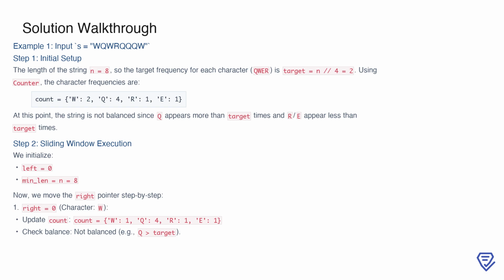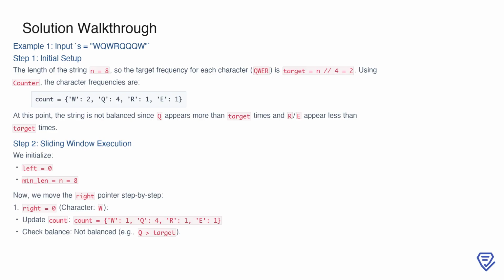To solve this problem, we start by determining the target frequency for each character in the balanced string. Since the string length is 8, dividing it by 4 gives us a target of 2 for each character. Using the counter function, we calculate the initial frequencies of the characters in the string, which are W2, Q4, R1, E1. Clearly, the string is not balanced because the character Q appears more than the target, while R and E appear less. To address this, we use the sliding window technique.